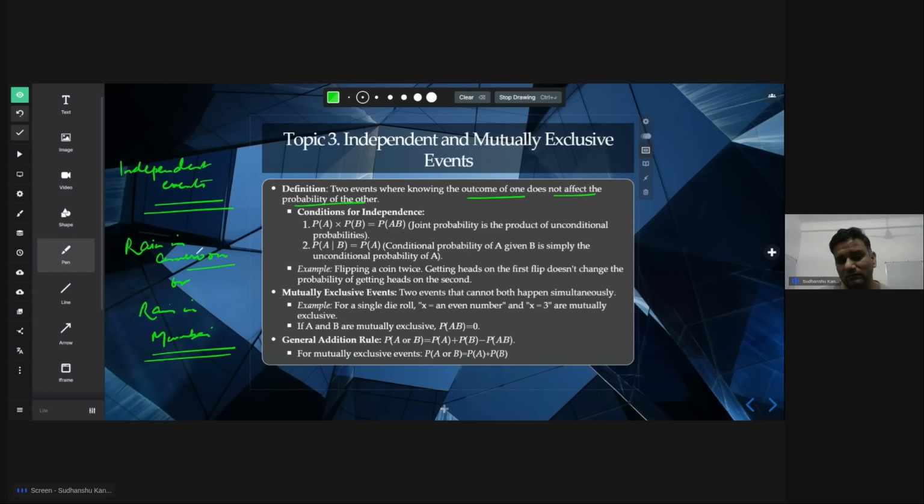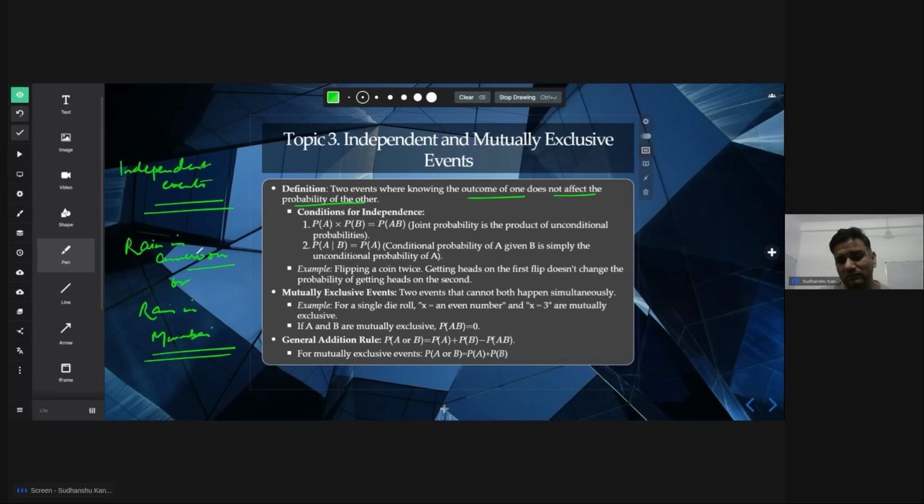The point here is that the conditional probability of A given B is simply the unconditional probability of A. This is a derived kind of equation, but since the exam wants you to remember it, please remember it, right? So keep that in mind. An example of this is if you're flipping a coin twice, getting heads on the first flip doesn't change the probability of getting heads on the second, because the coin is fair. How many heads you got in previous tries does not affect what will happen in the next one. So this is the conditional probability used for understanding independent events.